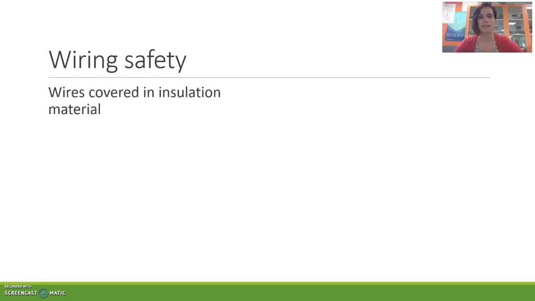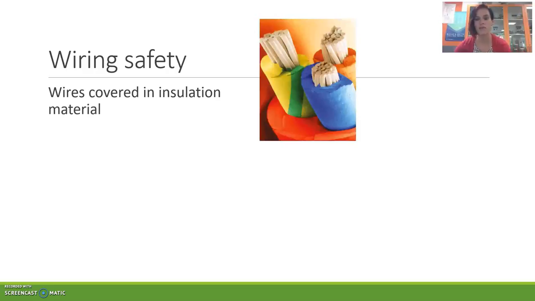Right, some wiring safety. Materials covered in insulation material. We know we've got coloured wires around the outside. Otherwise, what happens is the electrical flow, or the electrons, can actually jump out and go in other directions. So we need to kind of use that insulation to keep it all in, just pushing them down the wire.